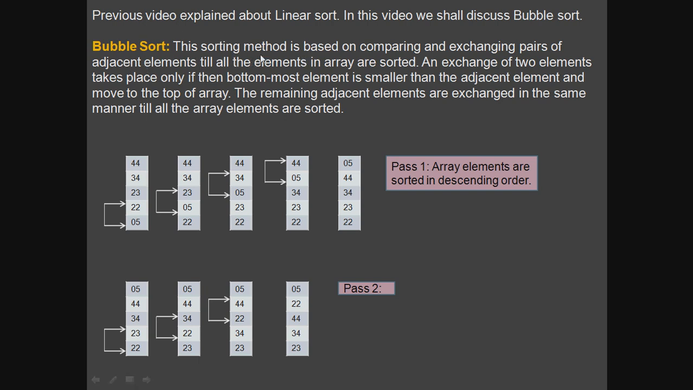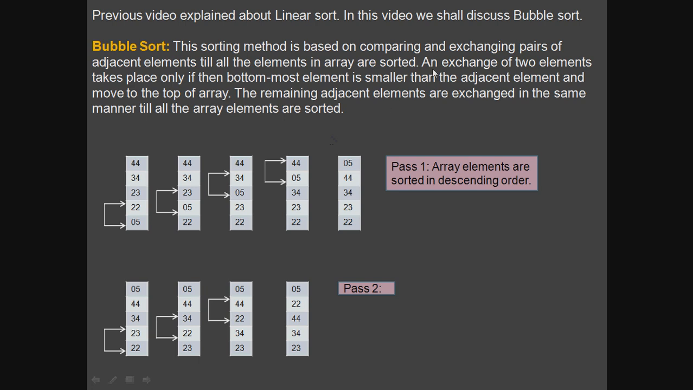This sorting method is based on comparing and exchanging pairs of adjacent elements till all the elements in the array are sorted. So, adjacent elements. In the linear sort we saw that the top element was compared with each of the elements, right? But here, if you see this diagram, the element next to it is compared. So it moves from the bottom to the top, right?